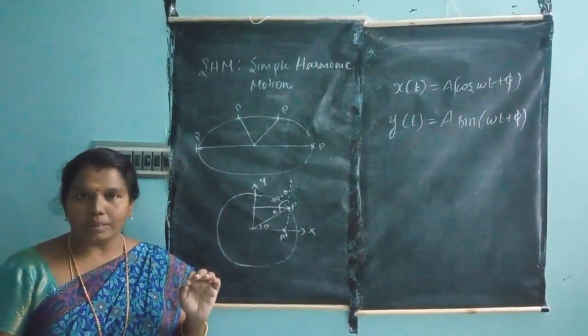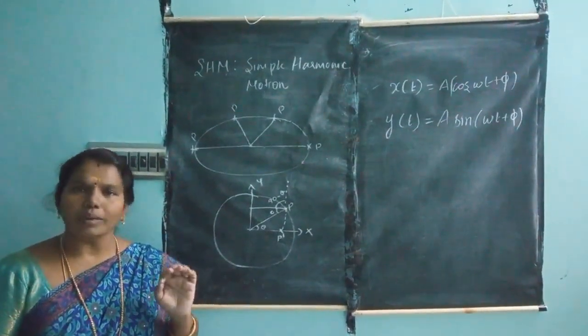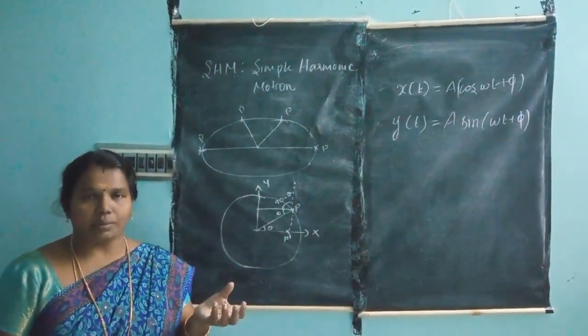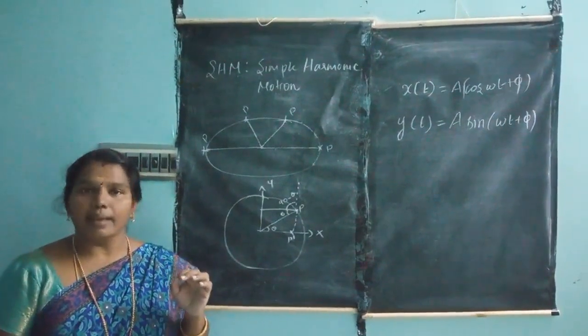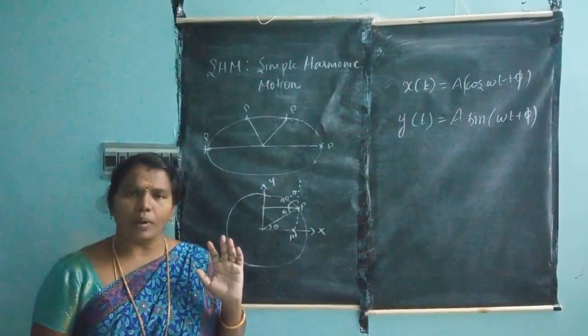Now we are going to see an important topic, simple harmonic motion. So what is called simple harmonic motion? It is also one of the oscillatory motions, and it is simply called SHM. Okay, see here. Let us take one example.